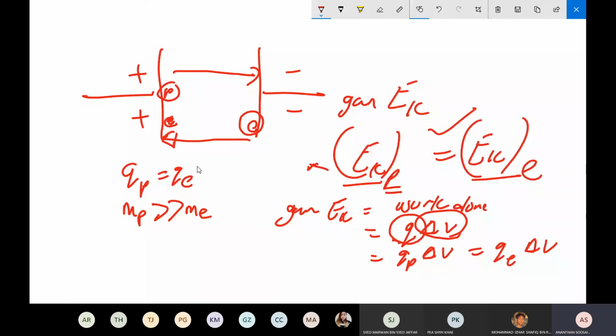Now the questions never stop there. More questions. Both the proton and electron reach the opposite plates. Tell me the final velocity of the proton and the final velocity of the electron when they reach the plate. Is it going to be the same or different?